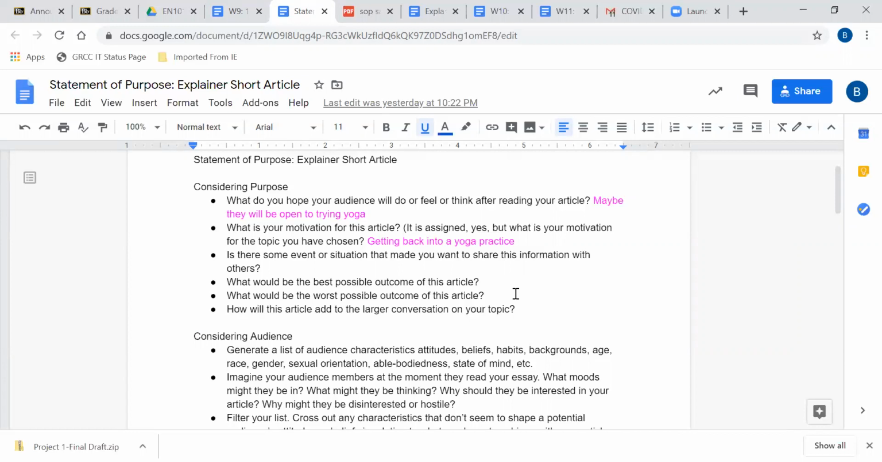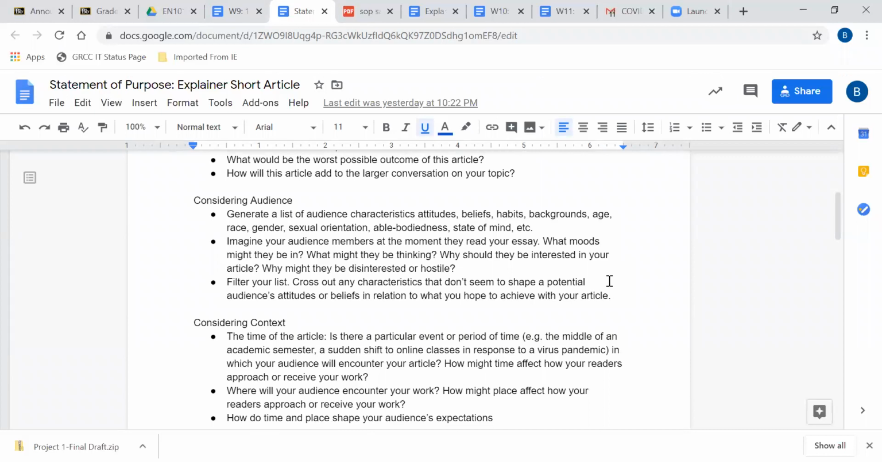What's the worst? How would this article add to the larger conversation? You've already been reading parts of the larger conversation through reading the articles that you've chosen. So how are you going to add something to this conversation with your own article? Knowing that helps you understand your purpose for writing beyond just completing an assignment.